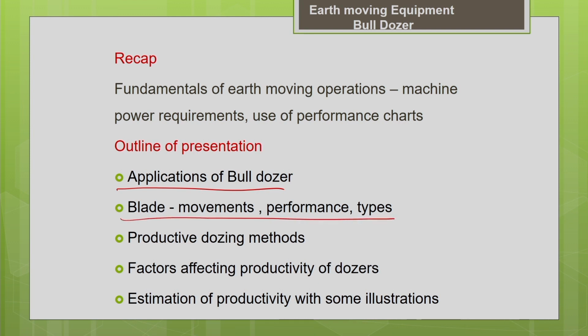We will also look at the possible blade adjustments or blade movements, how to assess blade performance, and the different productive dozing methods which can be adopted to enhance the productivity of the bulldozer. Then, the factors which affect the productivity of the bulldozer and how to estimate it with some illustrations. These are the things we are going to discuss in the upcoming slides.